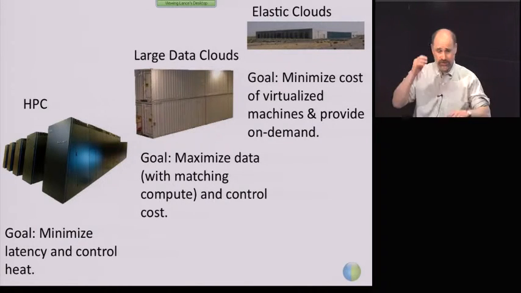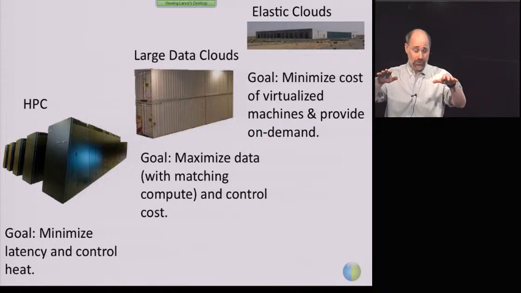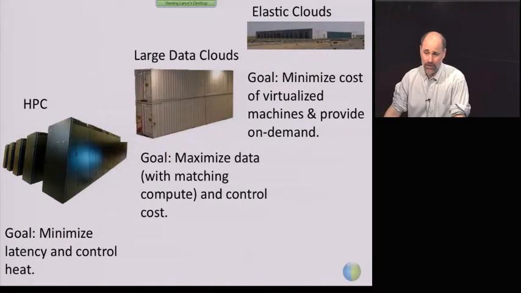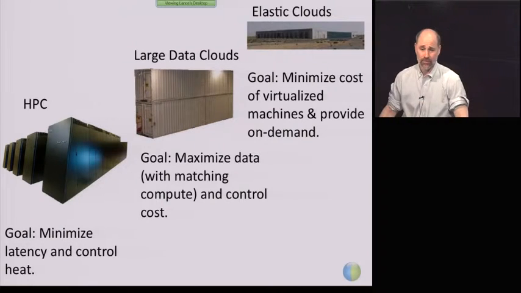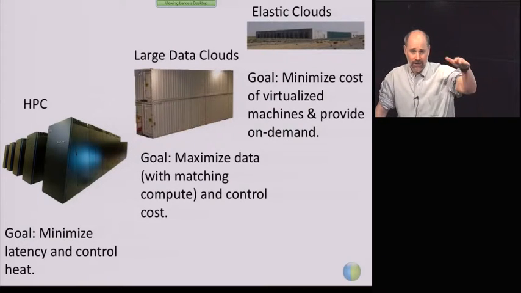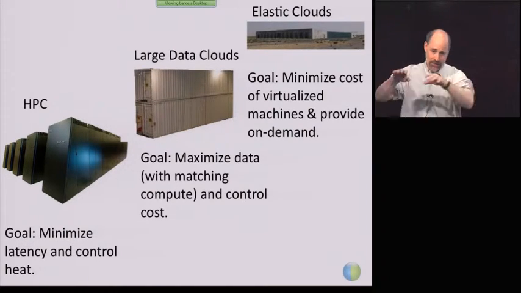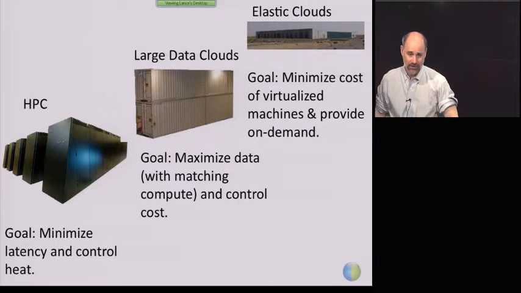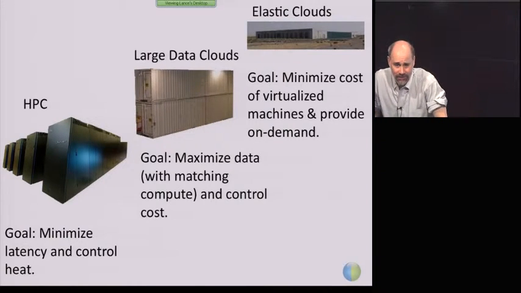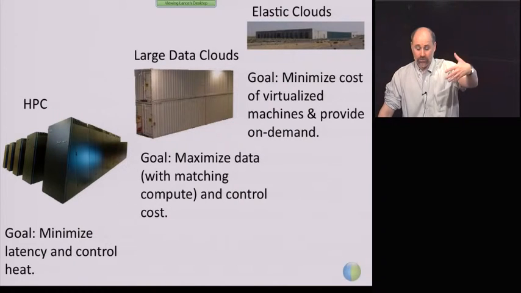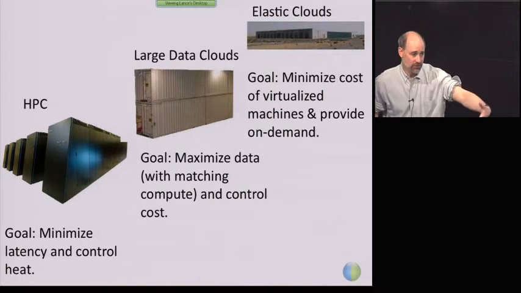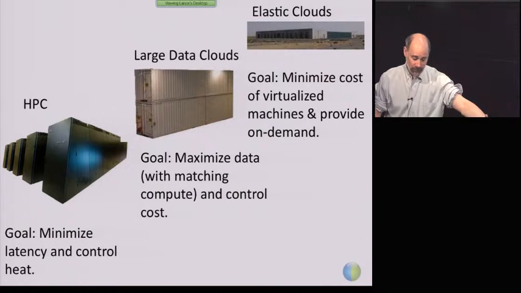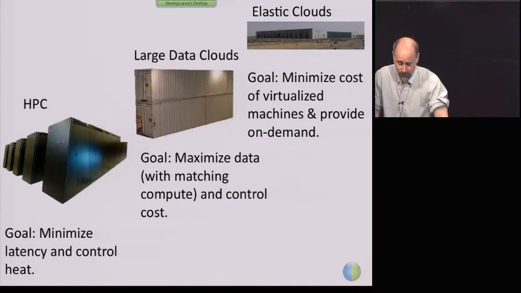A large data cloud is a different animal. These containers are from pictures of the containers in the Microsoft data center in Chicago. They stack the containers two and three high. They have a traditional data center with racks, and the data center is partitioned into things with racks and things with containers. There, the goal is to maximize the amount of data, match it with compute, and keep the cost as low as possible. So instead of minimizing heat with a constraint on reducing latency, here I want to reduce cost.